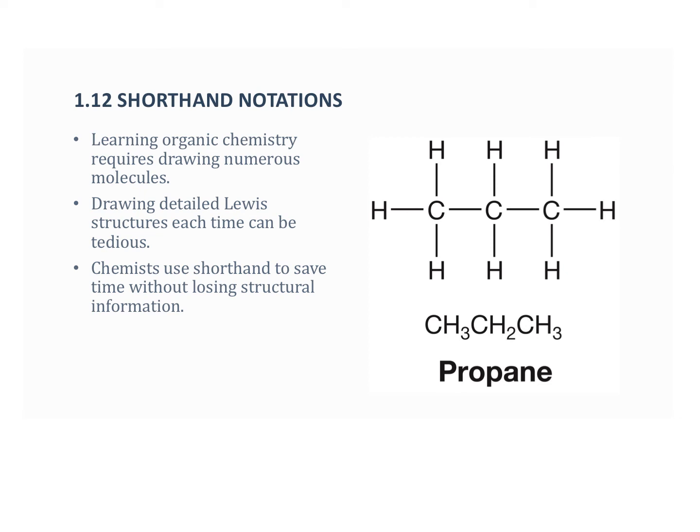And so we know drawing these detailed Lewis structures can be tedious. And so, for example, for this molecule, we're going to use the condensed structure where this carbon here, we've got 1, 2, 3 hydrogens, and so it shows CH3, but we know that this carbon and this carbon are attached by a single bond, and then this carbon and this carbon are also attached by a single bond. So we know those carbons are attached to each other, but the hydrogens still follow here. So that's a condensed formula of propane.